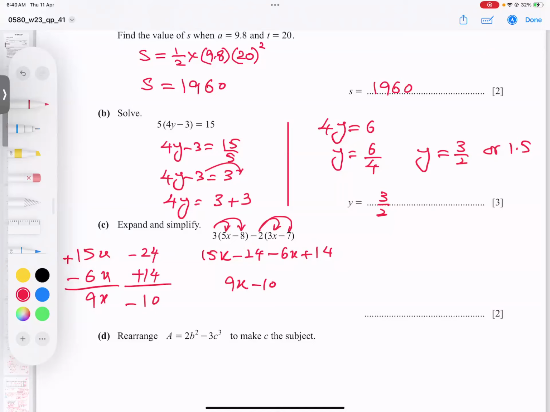Okay, so let's go for the next point. So this is 9x minus 10, so let me write it finally. And the question below is asking to make c the subject. This is very important. This kind of question comes regularly in exam papers, in paper 2 and 4 both. So let's try to do this one.